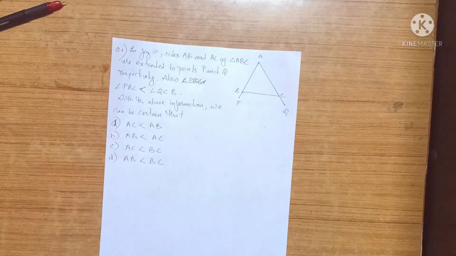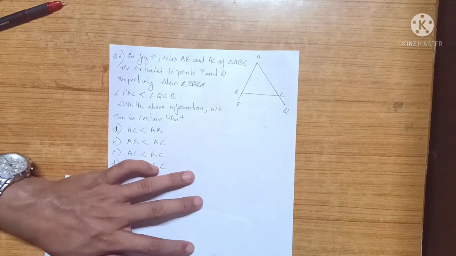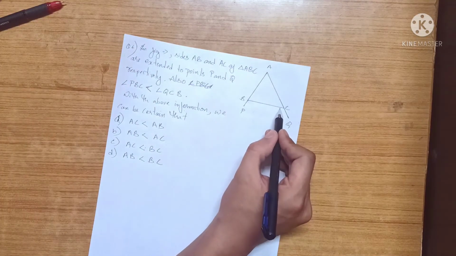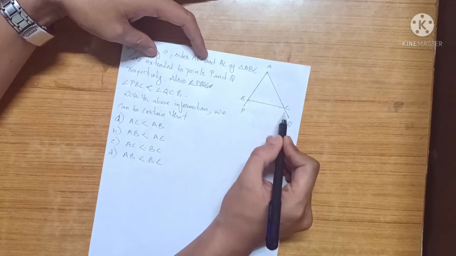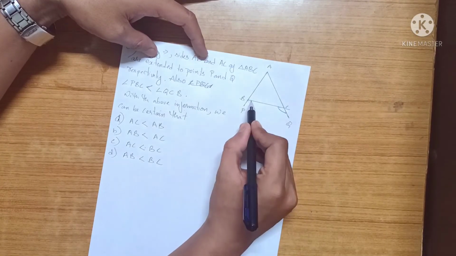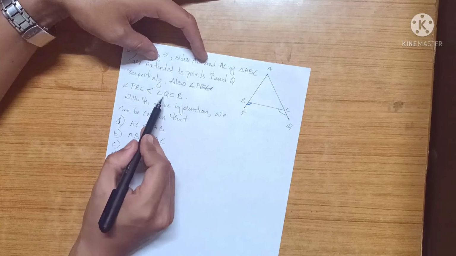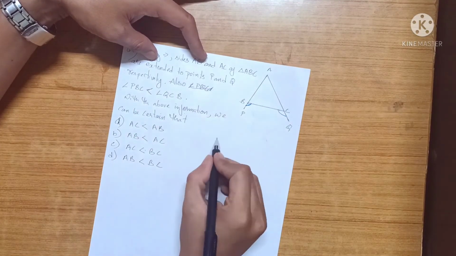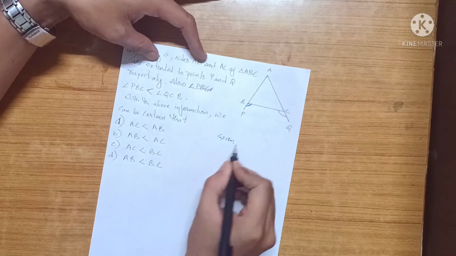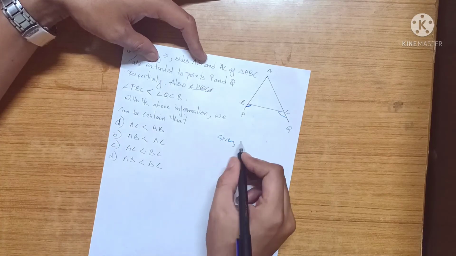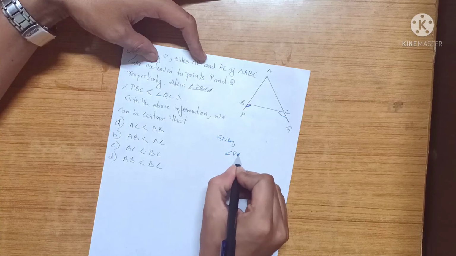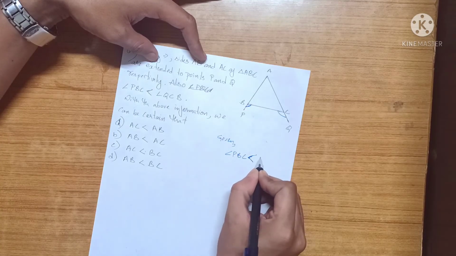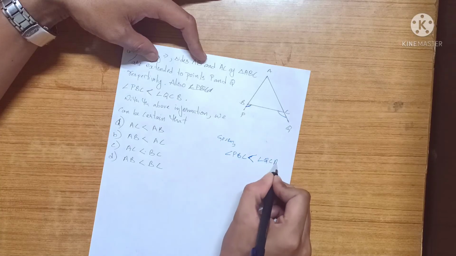So let's just write here. This angle is QCB. This angle is larger than this angle. Because QCB is larger than PBC. So let's just tick here. So angle PBC is larger than angle QCB.